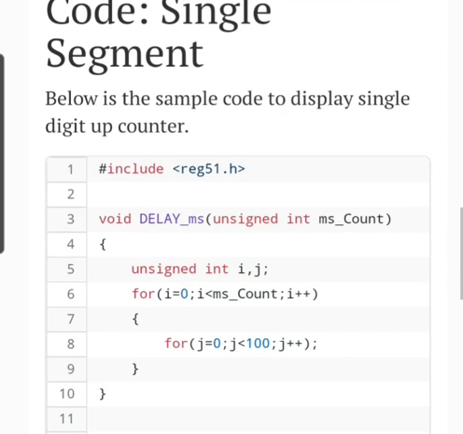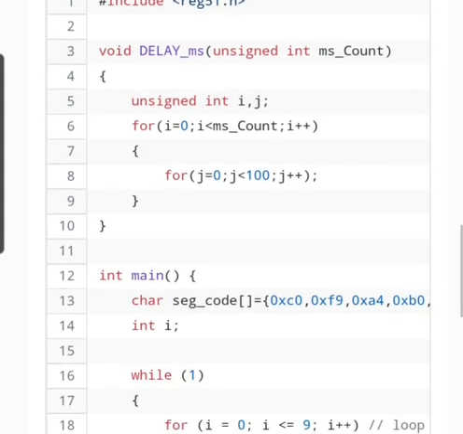Now next is the code for a single digit. We first write the code to display a single digit up counter, and then we multiplex it to 4. Here is the sample code to display a single digit up counter. The code is given here: void delay with unsigned ms, and a loop for i equal to 0, i less than ms count, i plus plus. Then the character segment code, with the hex values, is also given here.